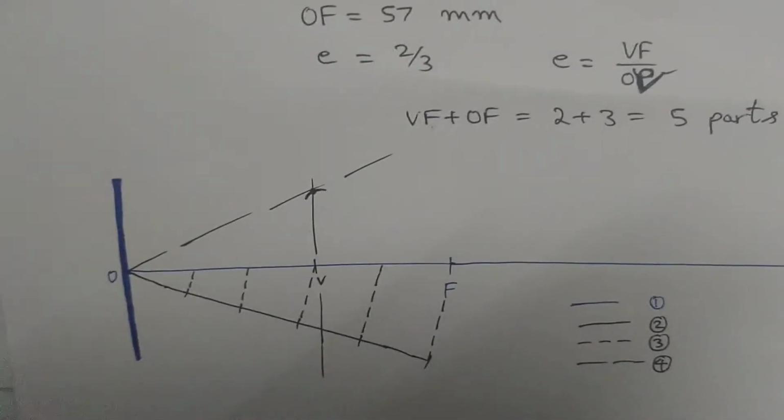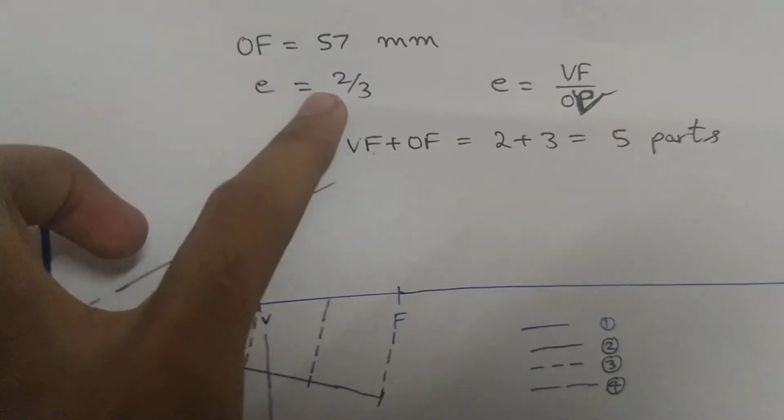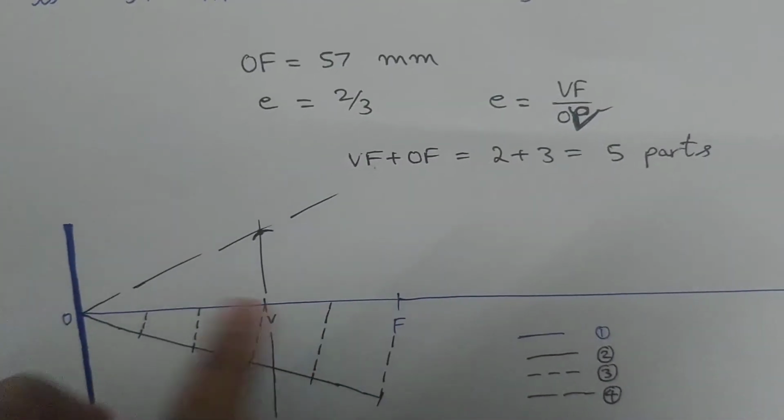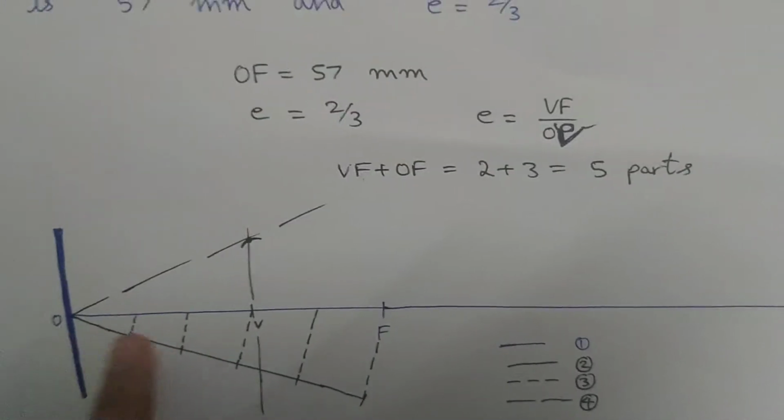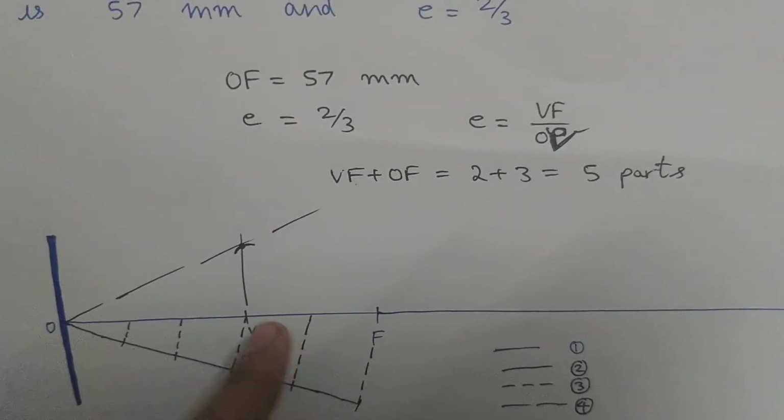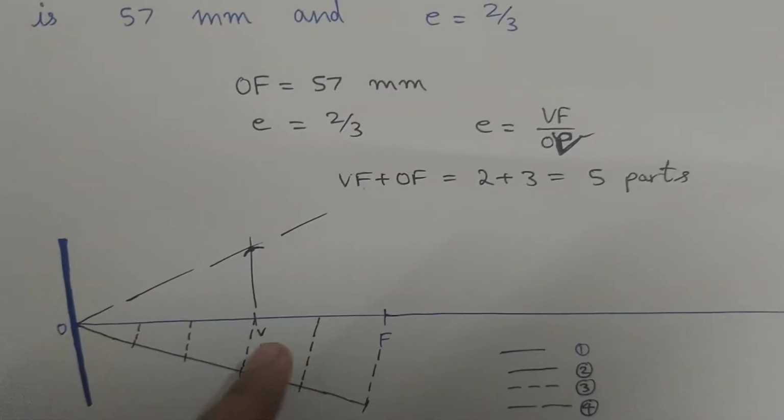Now step 4. Using my e equal to 2/3, I'm going to divide my OF into the VF and OV. So 2 parts of VF and 3 parts of OV. So this is my vertex.